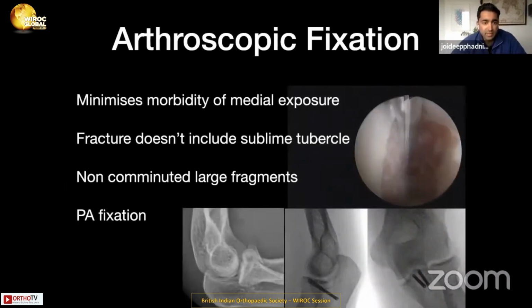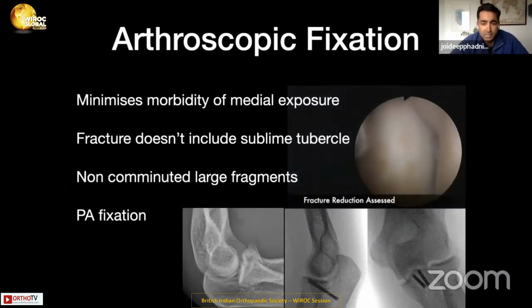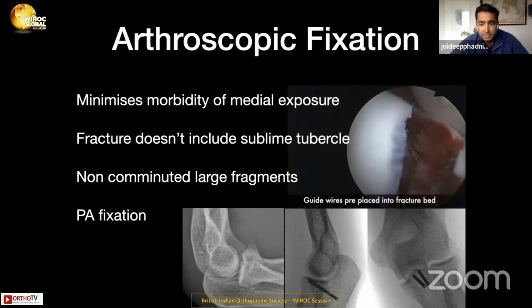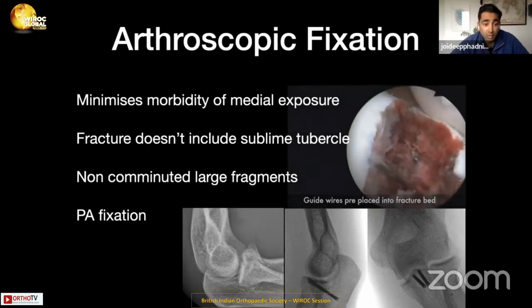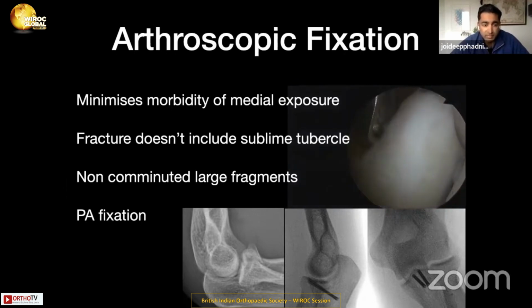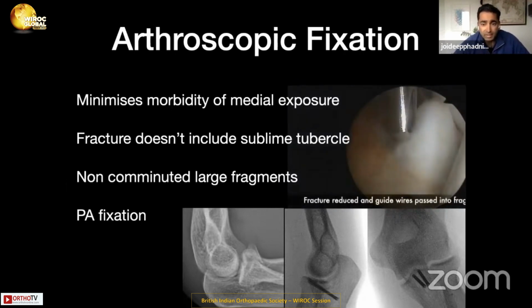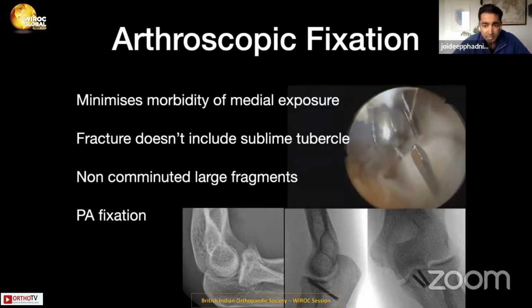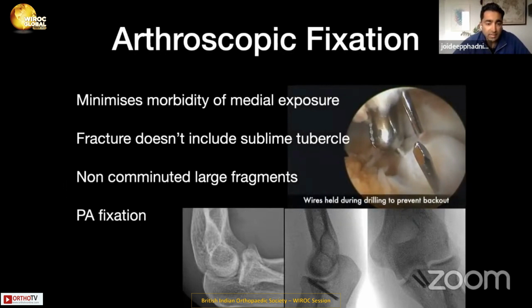So arthroscopic fixation, while this is not something that most people would do, if you have the arthroscopic skills and you have a coronoid fracture which is fairly large and in one piece, I do use this technique because it avoids the morbidity of the medial approach that can cause ulnar nerve problems. And so it is a valuable technique in the correct hands.